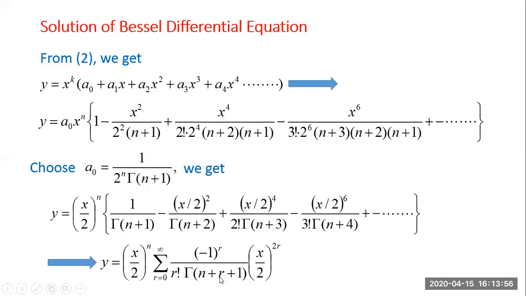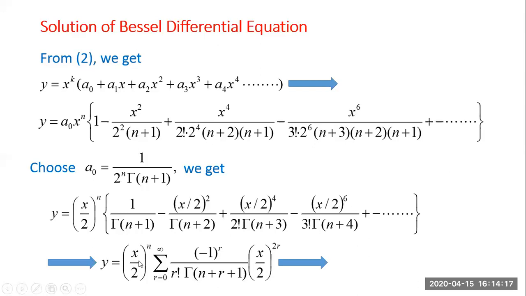When I take r is equal to 0, I get n plus 1. R equal to 1, I get n plus 2. R equal to 2, I get n plus 3, and so on. So general term is gamma of n plus r plus 1. So the same thing can be expressed using summation like this.